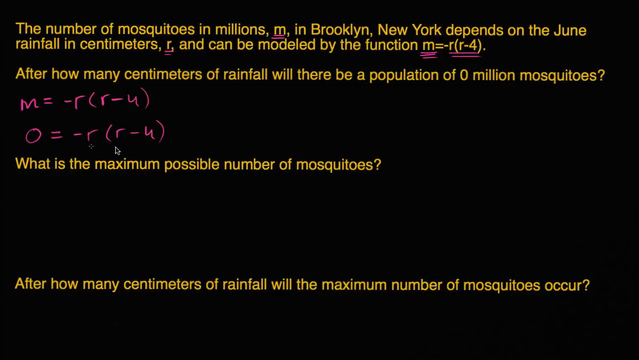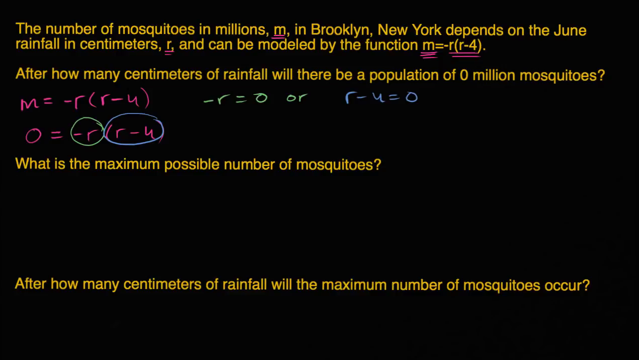Well, in order for this expression to be equal to 0, notice it's a product of two expressions. We're multiplying negative R times R minus 4. Let me do R minus 4 in a different color. So if you're multiplying two expressions and you get 0, one or both of them need to be equal to 0. So let's see how that happens. Either negative R is equal to 0, or R minus 4 is equal to 0.